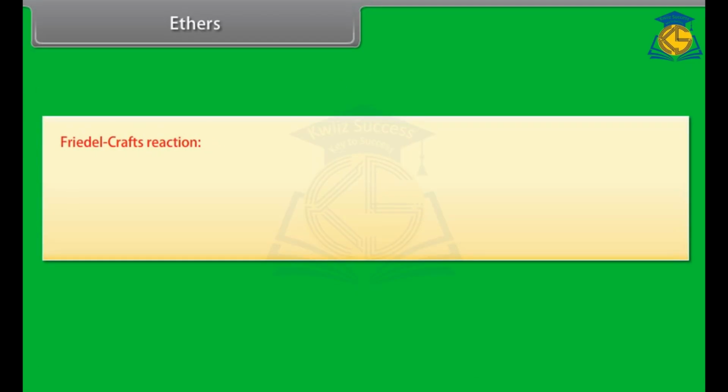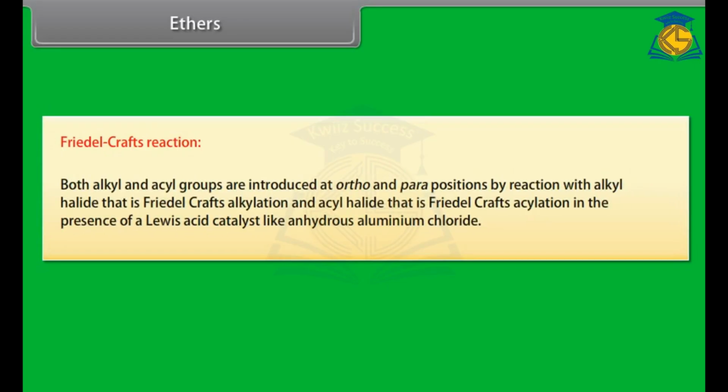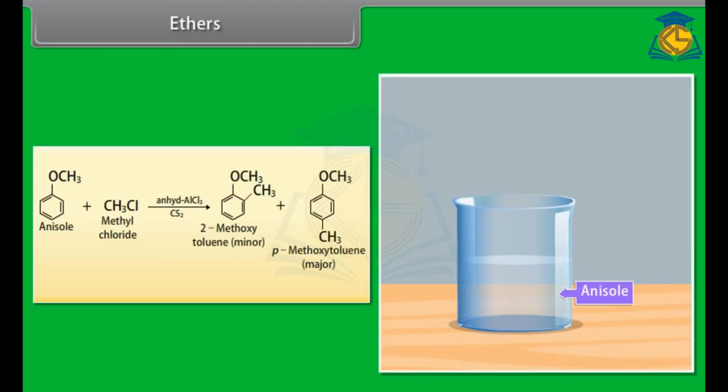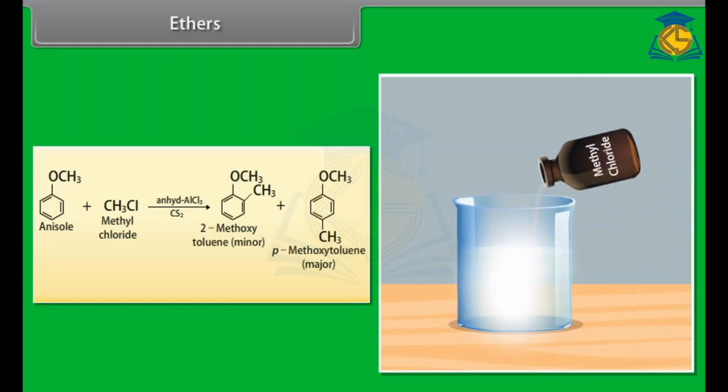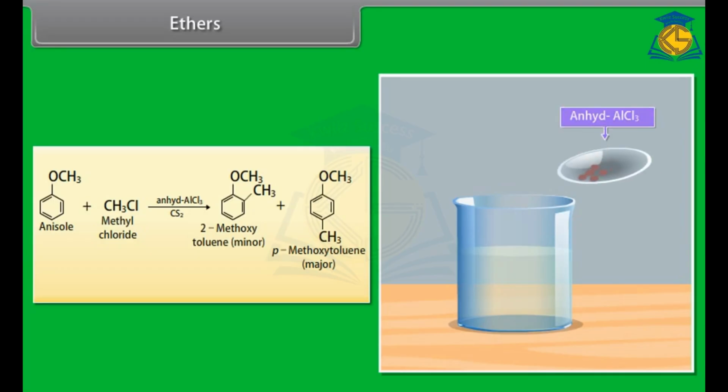Friedel-Crafts reaction. Both alkyl and acyl groups are introduced at ortho and para positions by reaction with alkyl halide, that is Friedel-Crafts alkylation, and acyl halide, that is Friedel-Crafts acylation, in the presence of a Lewis acid catalyst like anhydrous aluminium chloride. Methyl chloride reacts with anisole in the presence of anhydrous aluminium chloride and carbon disulfide and forms 2-methoxytoluene and para-methoxytoluene.